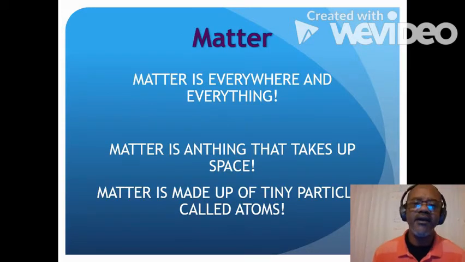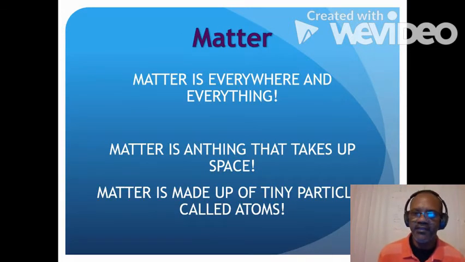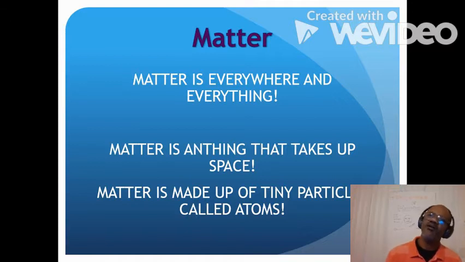Okay, let's talk about matter. Matter is everything, everywhere. It's all we really deal with that's real. Matter is anything that takes up space, and matter is made up of tiny particles. They're called atoms, but we'll just stick with the particles. Atoms is going to be mostly next year, but that's the smallest particle there is. We're talking about little bitty pieces of material, and they have the same characteristics.